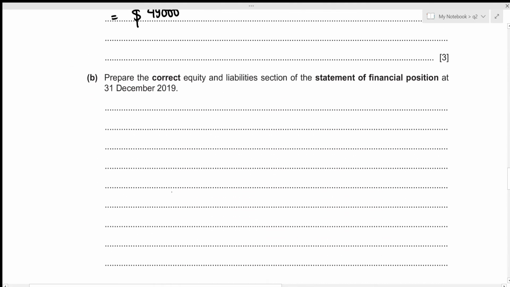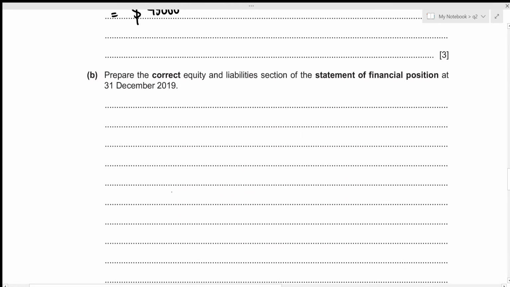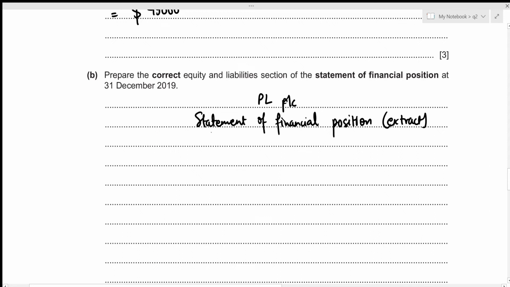We need to prepare the correct equity and liabilities section of the statement of financial position at 31st December 2019. Okay, we know that we are producing the statement of financial position for PL PLC. And this is statement of financial position. And we know that this is only an extract. And our financial position is at the date of 31st December 2019.